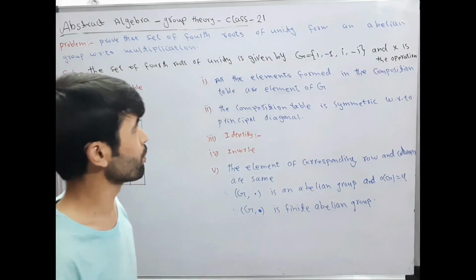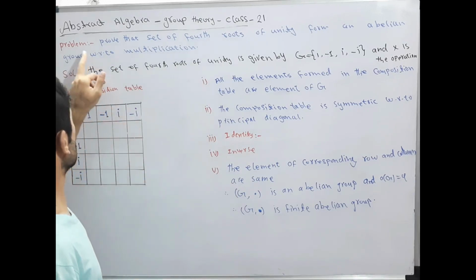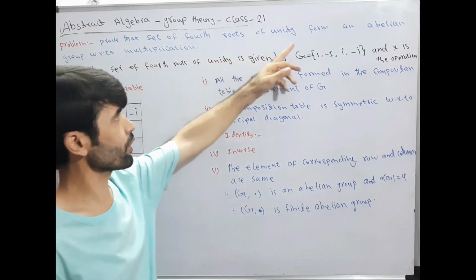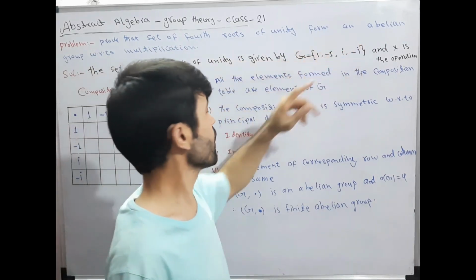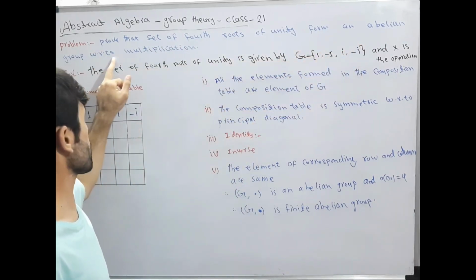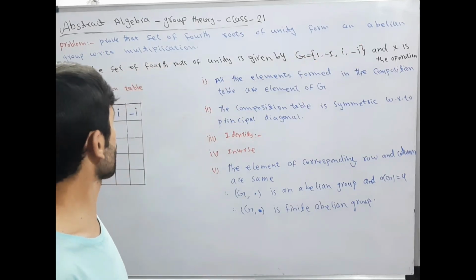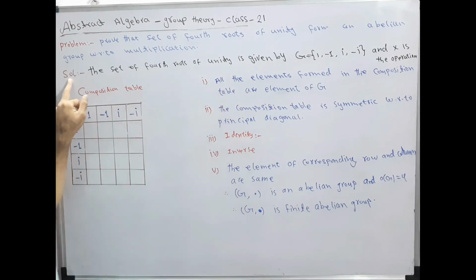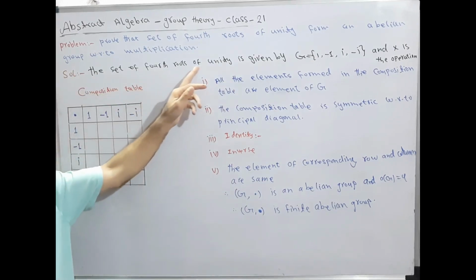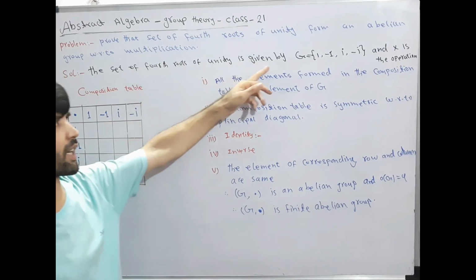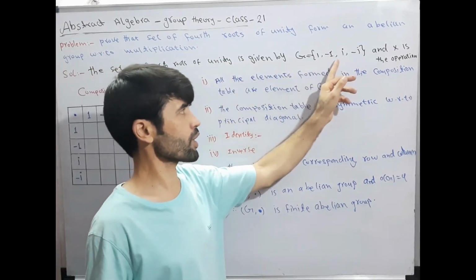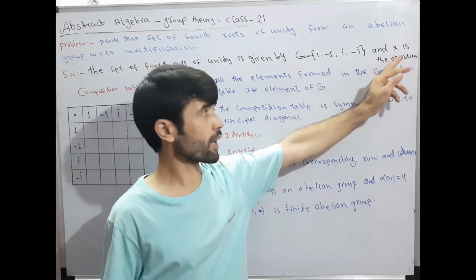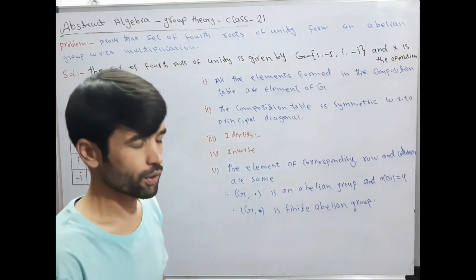Here we will solve the problem. Prove that the set of four roots of unity forms an abelian group with respect to multiplication. Solve: the set of four roots of unity is given by G equal to {1, -1, i, -i}, and multiplication is the operation.